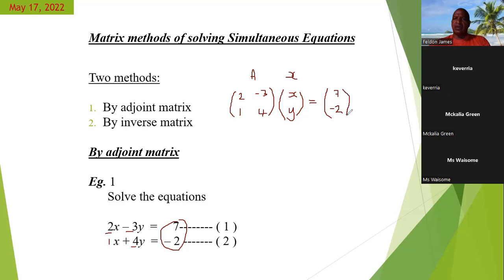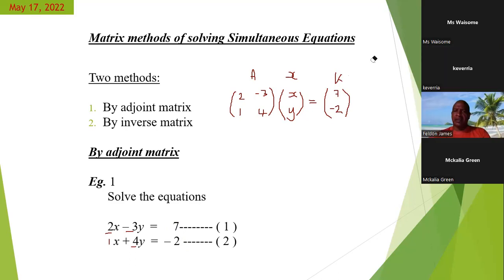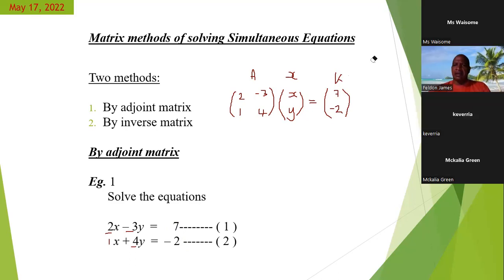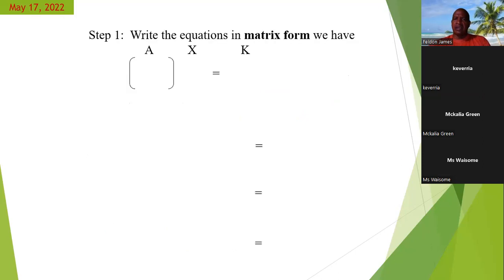All right, guys, so that's how we write our simultaneous equations in matrix form. Is that clear to everyone? Raise your hand if you understand how to write a simultaneous equation in matrix form. All right, good. So with that said, that's the first step when you're going to solve a simultaneous equation by matrix method. You have to first write it in matrix form. So this is what we would get. That's what you should get for the first step.